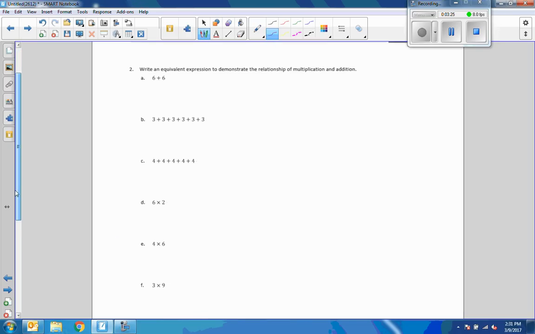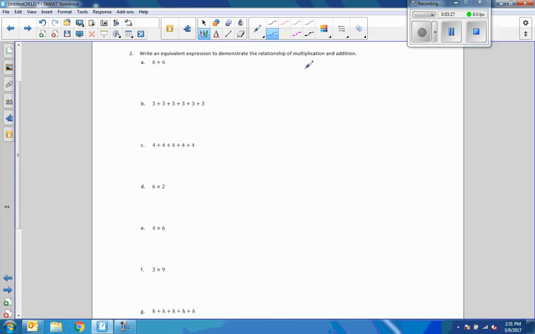Number 2. Write an equivalent expression to demonstrate the relationship of multiplication and addition. Okay. So when I see 6 plus 6, that's a repeat of the number 6, and it's repeated 2 times. So we could say 2 times 6. Or we could say 6 times 2. But this would make more sense. You're saying 2 times 6.